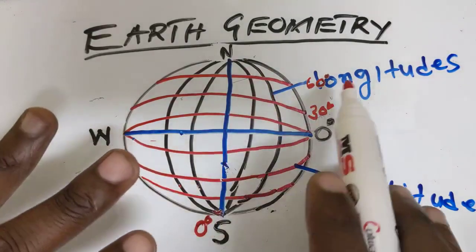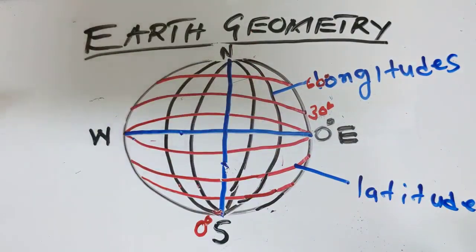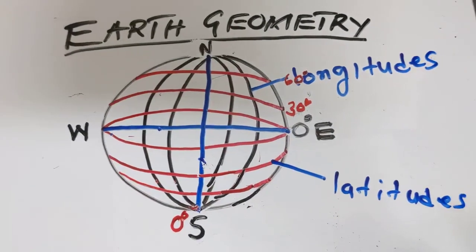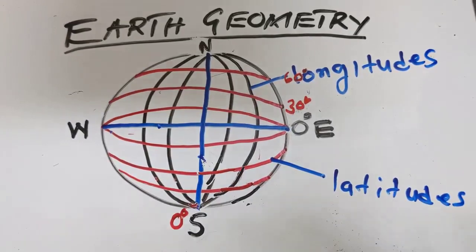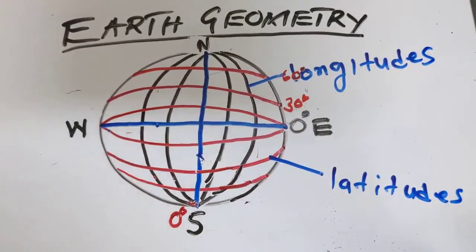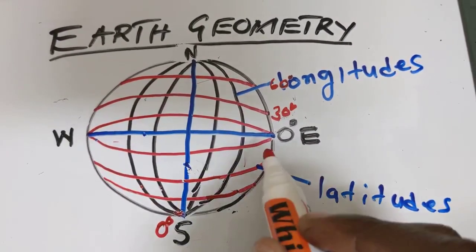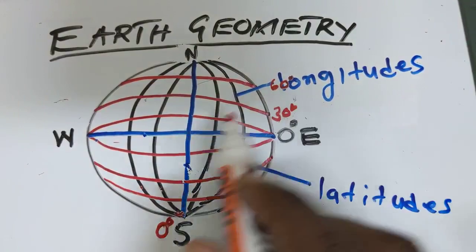You need to know these longitudes. The lines for longitudes. The lines for the what? The latitudes. That is the important thing to note on earth geometry. All right. So the other thing that you're supposed to note is that these lines.